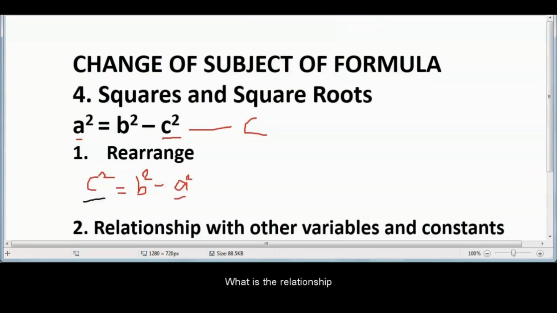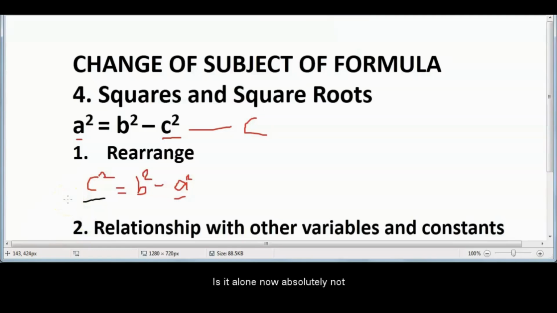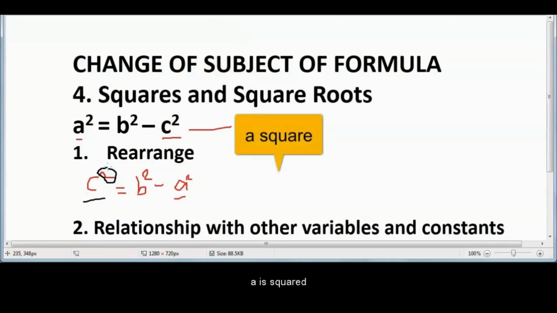So what is the relationship of c with other variables and constants on the left hand side of the equation? The intention is to make c the only subject that stands alone on the left hand side of the expression. Is it alone right now? Absolutely not. C square is not the same thing as c. The c of c square has an exponential value attached to it. That value is 2. There's an exponential value of 2 attached to our variable c. That's a square.